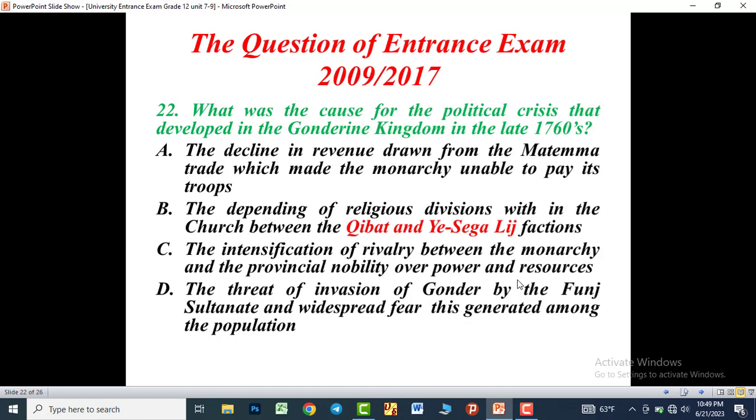Okay, as explanation about these questions, there were many factors responsible for the political crisis that developed in the Christian Highland Kingdom in the 1760s. Especially, the political crisis came to a climax in 1769. Some of these were the War of Ahmad Gragn, which had a long-lasting effect on the kingdom, the traditional powers and the authorities of the monarch.